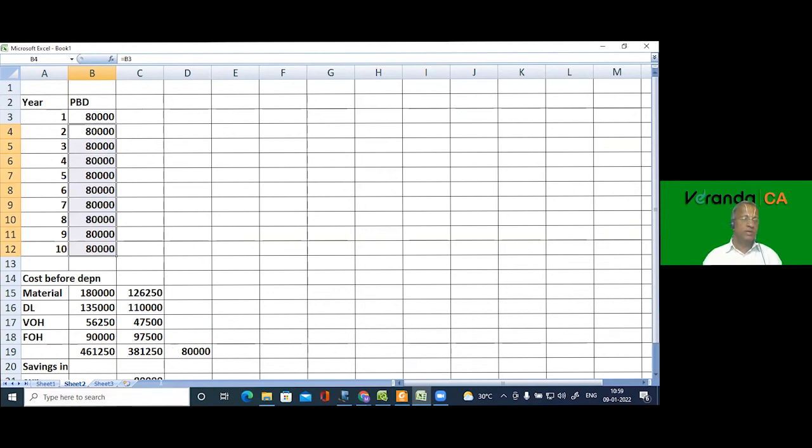What is the incremental depreciation? This is the incremental profit before depreciation. What is the incremental depreciation? They have taken it in this fashion: 4,50,000 minus 1 lakh salvage value, into 0.75. That is 7.5%. 26,250. This is what they have got.